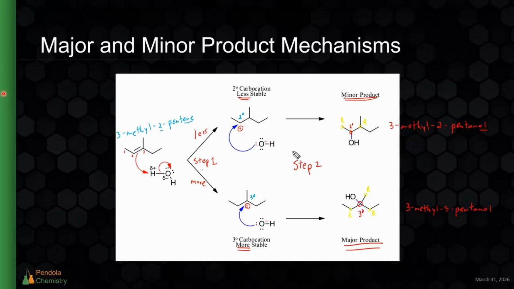All right, so this is how we explain the major and minor product of the reaction through the mechanism. This is why mechanisms are important. They help us understand how we get specific products in a reaction and why sometimes we get a major product and a minor product. Well, that's it for these types of reactions of alkenes. These are the addition reactions of alkenes and their mechanism.